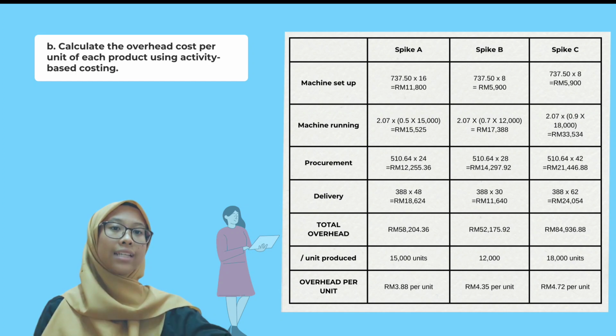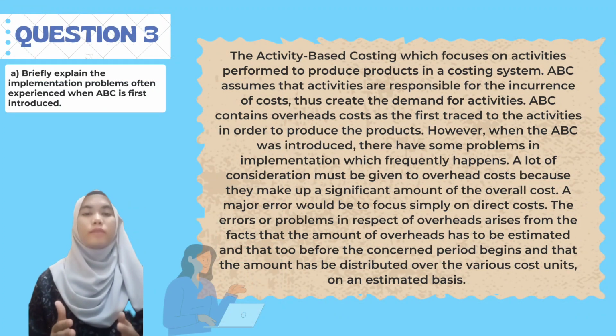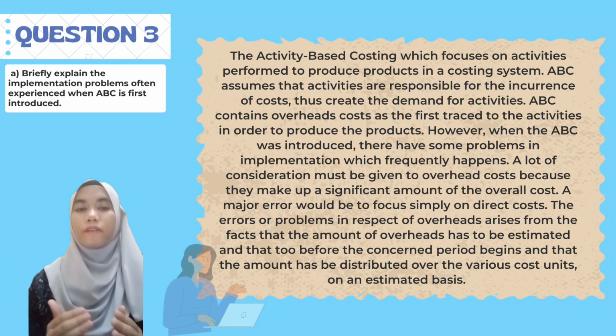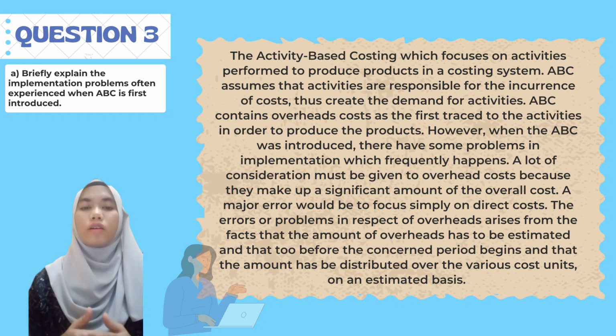unit for spike C. Okay, activity-based costing, ABC, focuses on activities performed to produce products in a costing system. ABC assumes that activities are responsible for the occurrence of costs, thus creating the demand for activities. ABC assigns overhead costs first to the activities in order to produce the products.